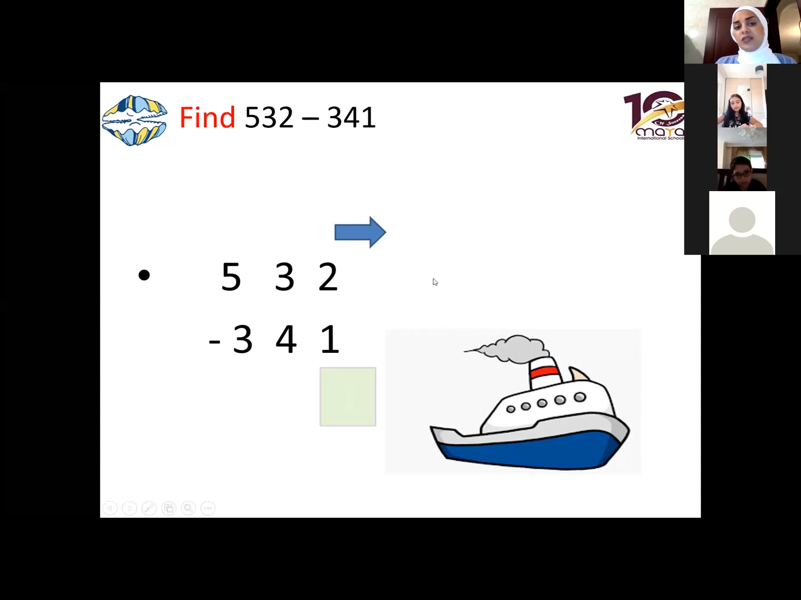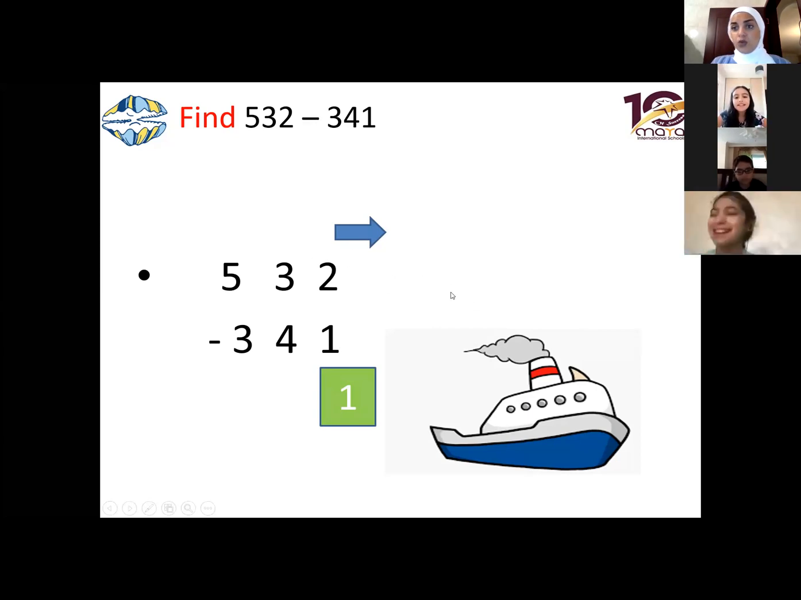2 minus 1 is what? Mira? Yes, teacher. 2 minus 1 is 1, right? Yes. We're done with the ones. Move to the tens now, Mira. Can I subtract or do I have to regroup first? We need to regroup. Yeah, thank you very much. How do we do this?